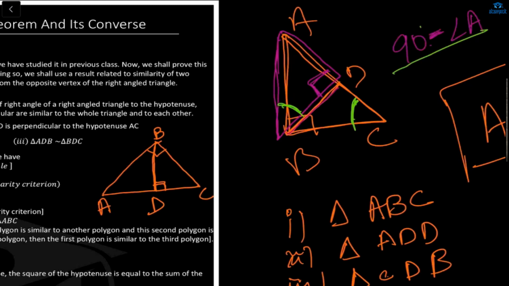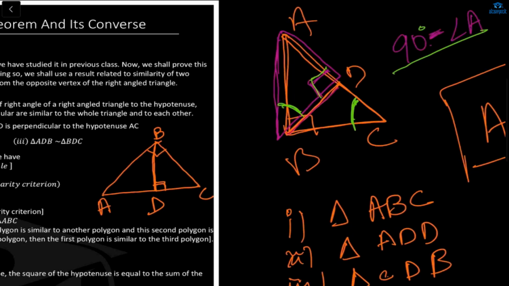If you see the smaller triangle, this angle is 90 and angle A is common in both. So this angle ABD will also be equal to 90 minus angle A. And if you see the bigger triangle, angle B is 90, angle A is common. So this angle C will also be equal to 90 minus angle A. So from AAA criteria, both the triangles are similar.